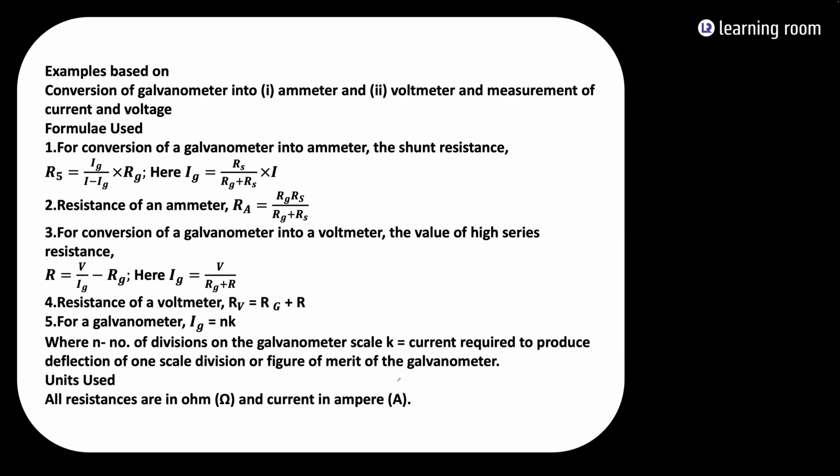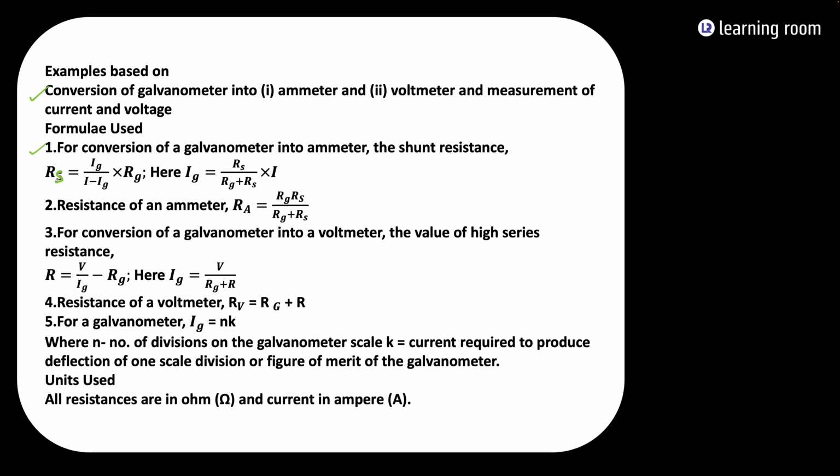So we'll solve the problems which are based on conversion of galvanometer into ammeter and voltmeter, right? So first thing, for conversion of a galvanometer into ammeter, what are we supposed to do? We need to connect a shunt resistance. You remember shunt resistance is a resistor connected in parallel to the galvanometer, right? By doing it, what is the value of the shunt resistance that you need to connect? Rs is equal to Ig divided by I minus Ig into Rg, where Rg is the resistance of the galvanometer and Ig is called the full scale deflection current. Remember, it's called full scale deflection current.